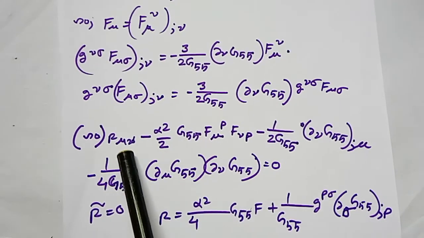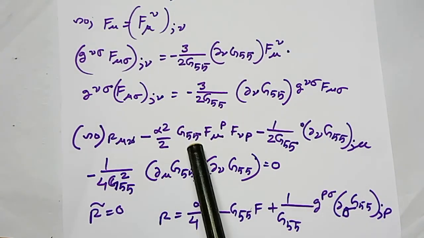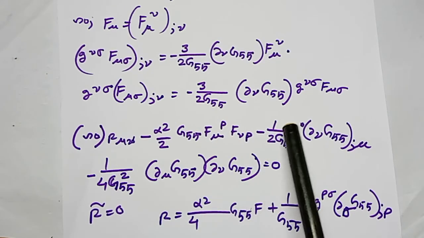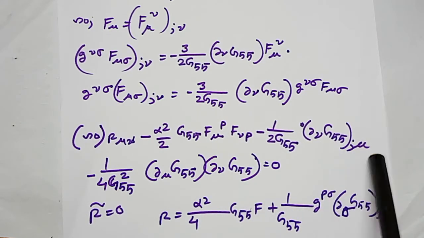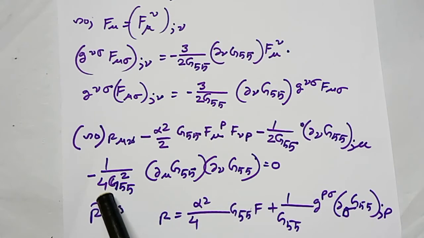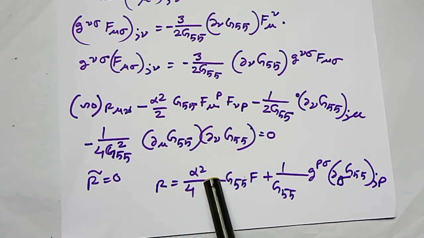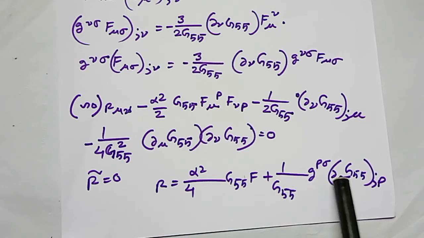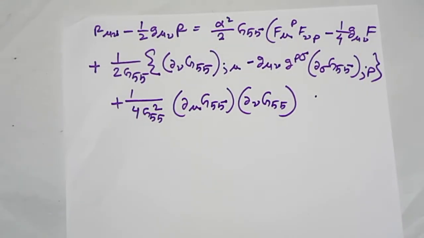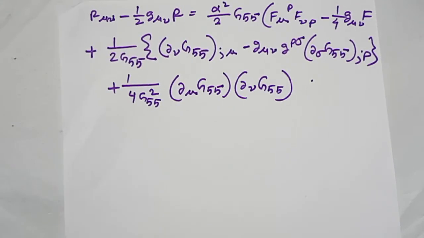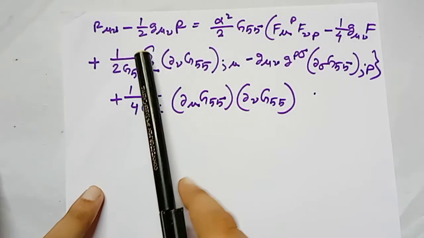So we have R mu nu minus alpha square divided by 2 g 5 5 F rho mu F nu rho minus 1 divided by 2 g 5 5 del nu g 5 5 mu minus 1 by 4, 1 divided by g 5 5 square, del mu g 5 5 del nu g 5 5 equal to 0. This is the R tilde equal to 0. So R equal to alpha square divided by 4 g 5 5 F plus g 5 5 g rho sigma del sigma g 5 5 with covariant derivative with respect to rho. Now the Einstein field equation.